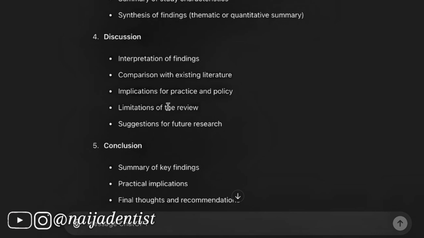You already know that this structure it has given you is an overall structure, right? So take for example this discussion aspect. You have interpretation of findings. So if you want to take it a step further, that means that under interpretation of findings, you now create a structure. How many paragraphs do I want to have? What will be the word count? What are the things that will be in there?